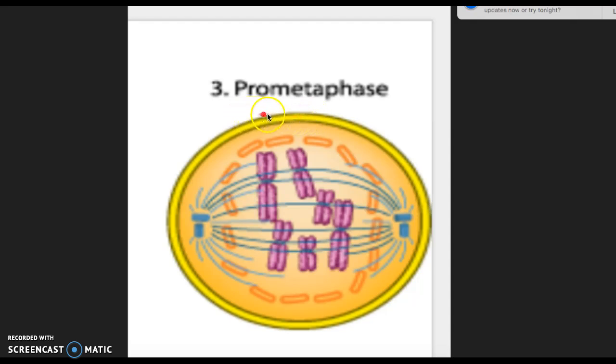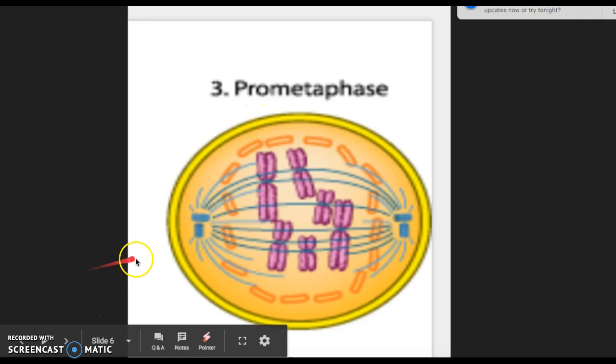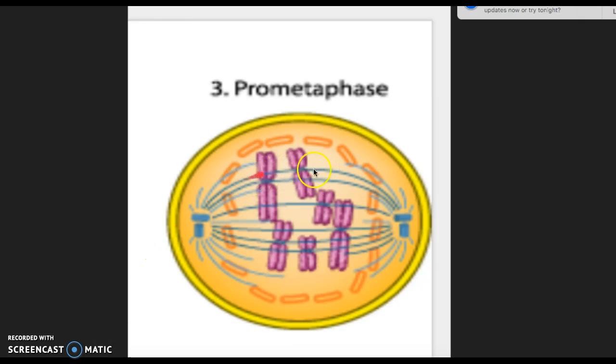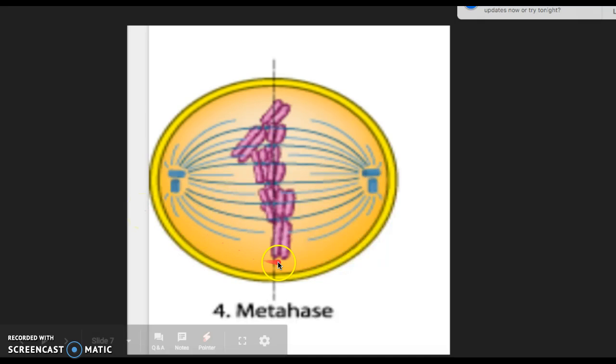In prometaphase, we begin to see what we call kinetochore microtubules being formed. These are these long blue spindle looking things here, and they are aligned across the centromere, and basically they're starting to move these sister chromatids back and forth because they're eventually going to line up in the middle in our next phase, which is metaphase.